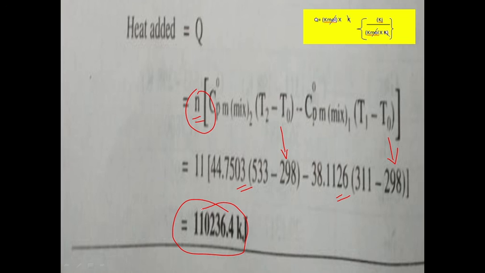This is the capital Q value. How does it come to kilojoule? Refer to the yellow color box here. Number of moles is in kilomole. Temperature unit is Kelvin. Cp m dot unit is kilojoule per kilomole Kelvin. In this case, kilomoles are cancelled and Kelvins are cancelled. Finally we get kilojoule. Are you clear or not? Okay. Thank you for your attention.